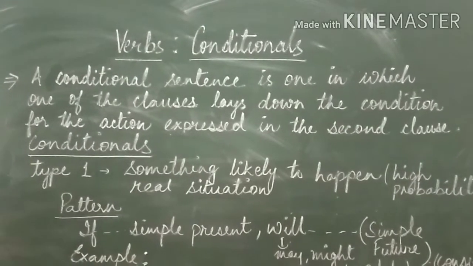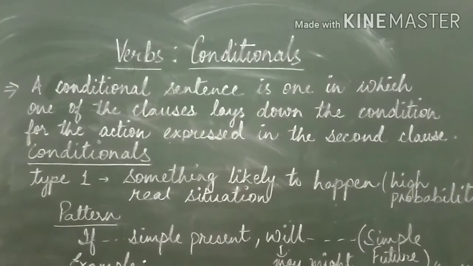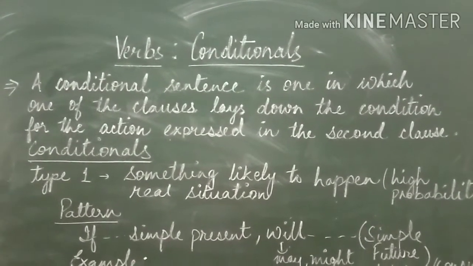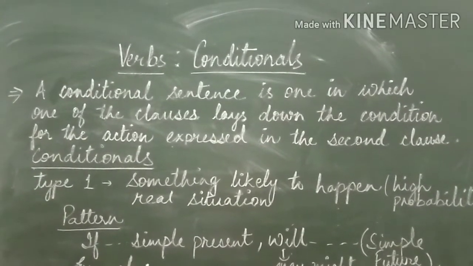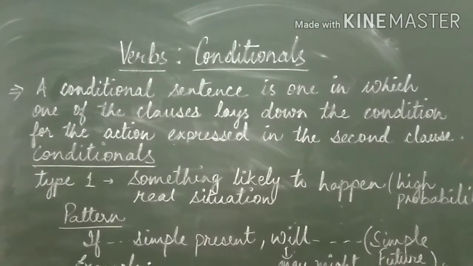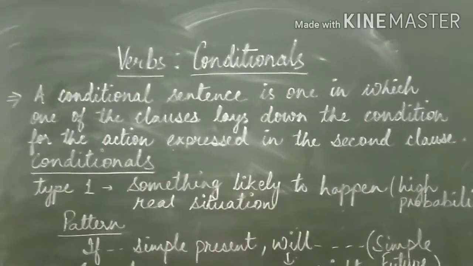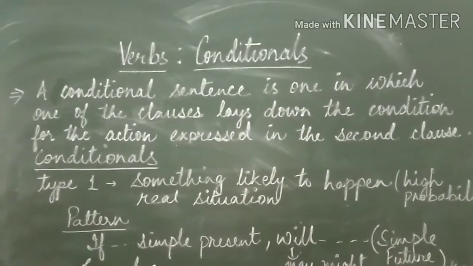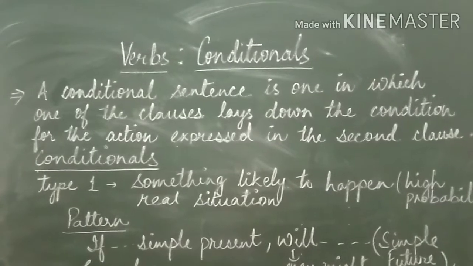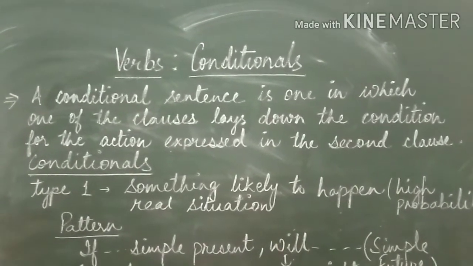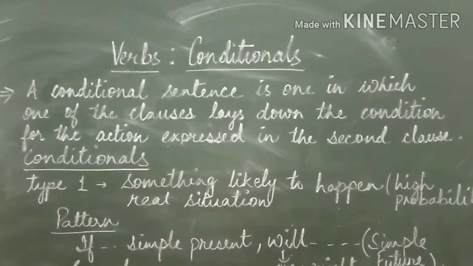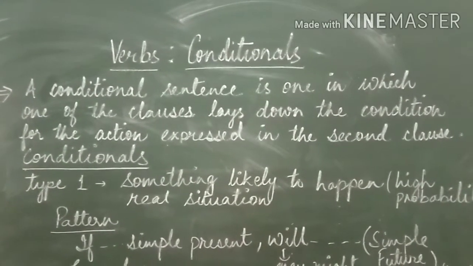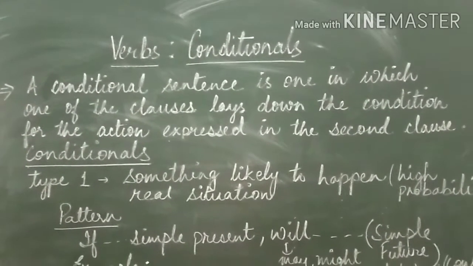Hello students. This is in continuation of my previous video in which I had started Verbs Conditionals from your grammar book chapter number 6. I have told you how many types of conditionals there are. There are 4 types of conditionals. Type 0 I have explained in my previous video, and type 1 I'll explain in this video.